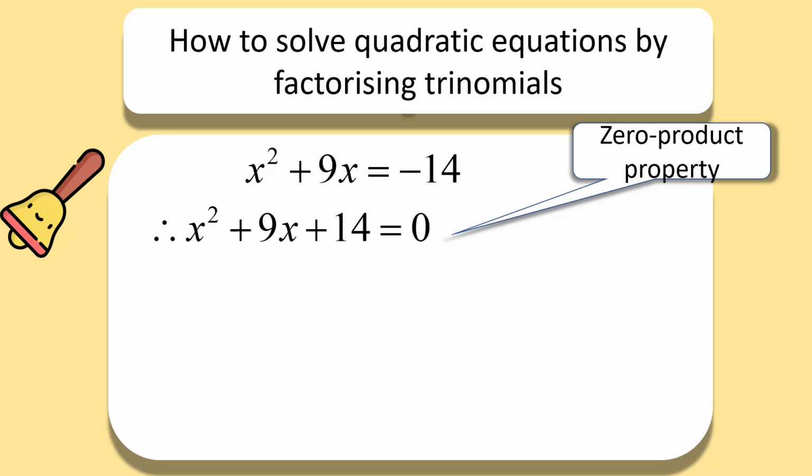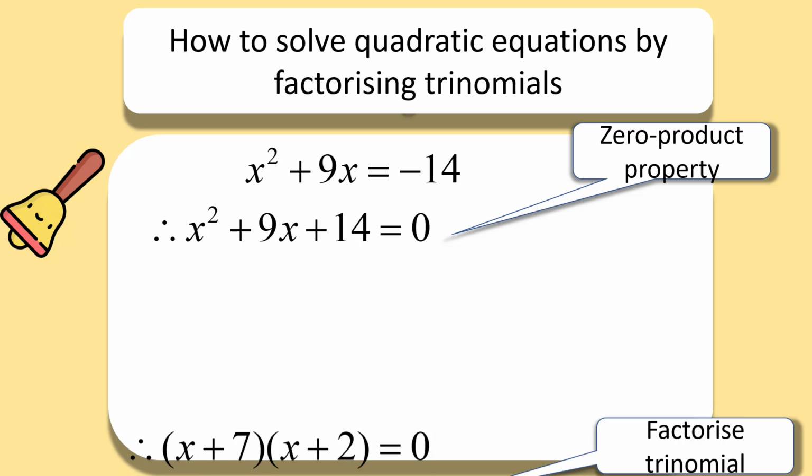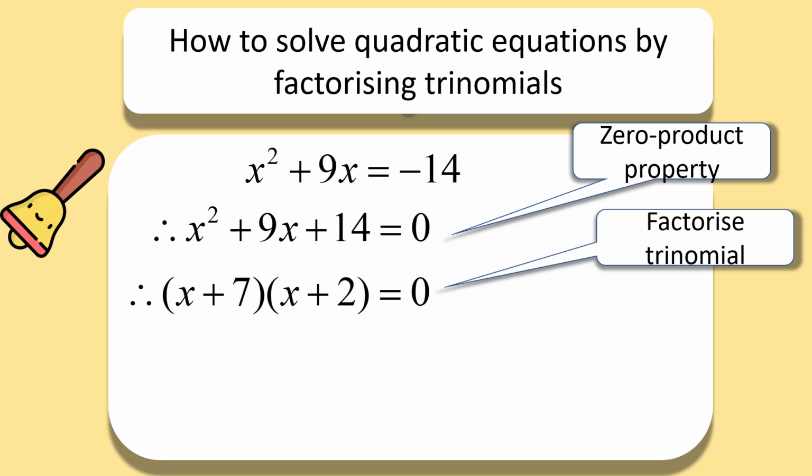So we manipulate the equation and we add 14 to both sides so that the left side is equal to 0. We factorize the trinomial. Do you still remember how to do it? You look at the last number, the plus 14. So your numbers in the brackets, the product of those two numbers must be equal to plus 14. And if you add the two middle terms, it must be equal to 9x.